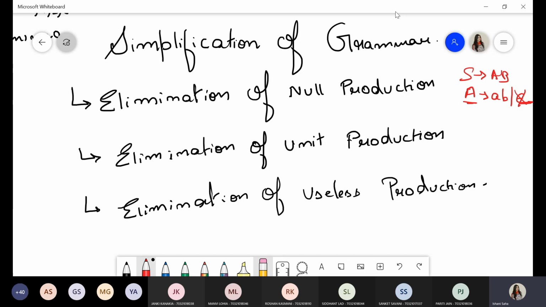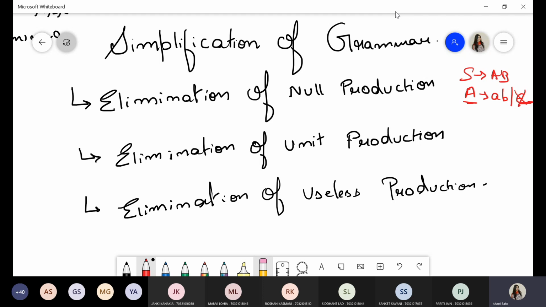First, I'm just telling you what a null production is, what a unit production is, and what a useless production is. There are some specific methods to do that. Is it clear? Okay, so as of now, just know what a null production is. Any production which is generating epsilon is a null production. Rest everything you forget. When we discuss the method, you will get a fair idea.